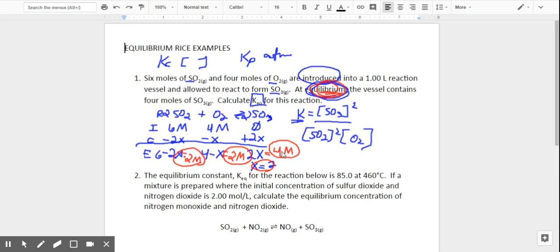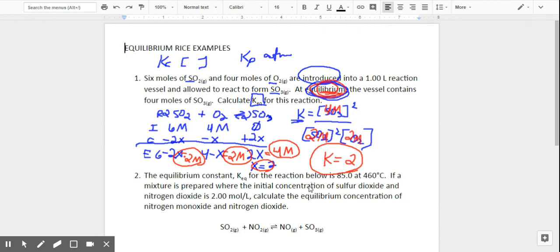Now what I'm going to do is take these equilibrium values and plug them into my expression. So for this SO3, I'm going to plug in 4 molar. For O2, I'm going to plug in 2 molar. And for SO2, I'm going to also plug in 2 molar. Once I do so, I solve for K. So remember, it's 4 squared over 2 squared times 2. That ends up giving you a K value that is equal to 2.